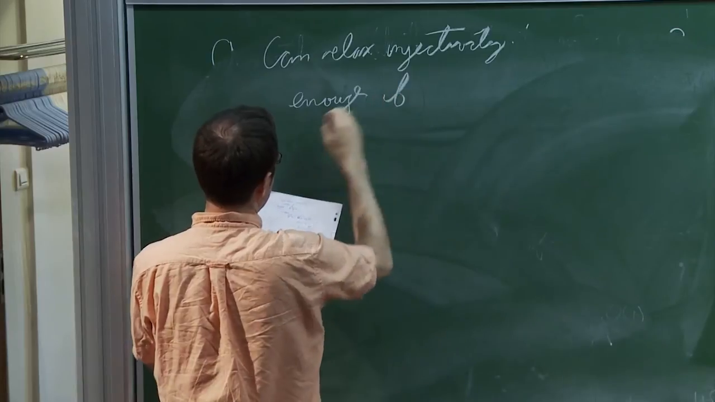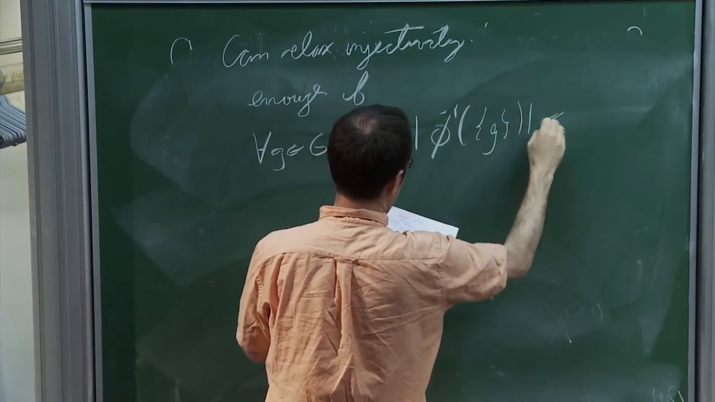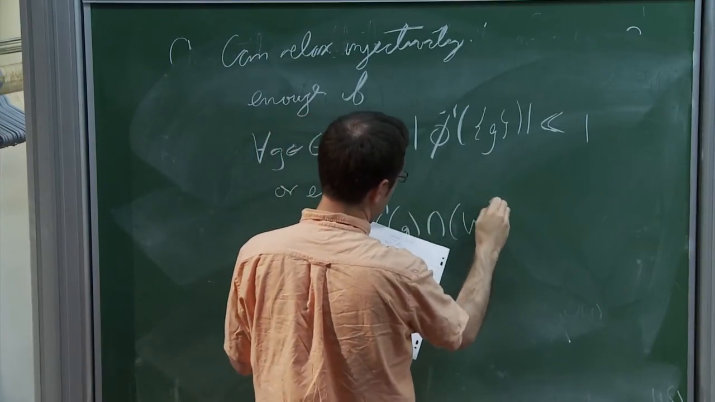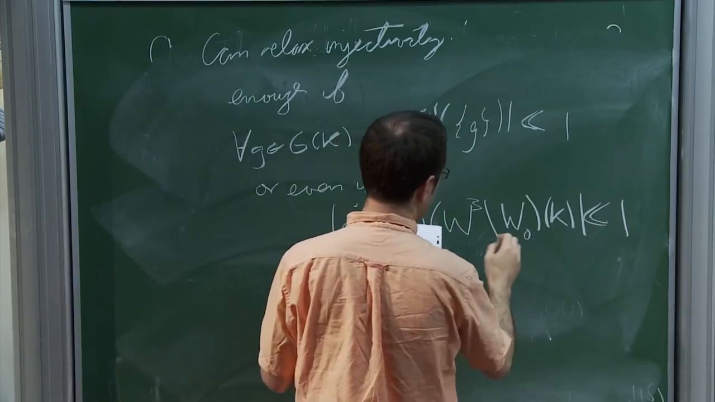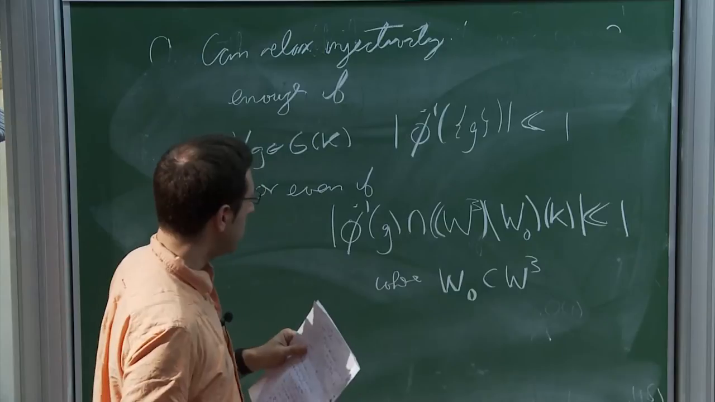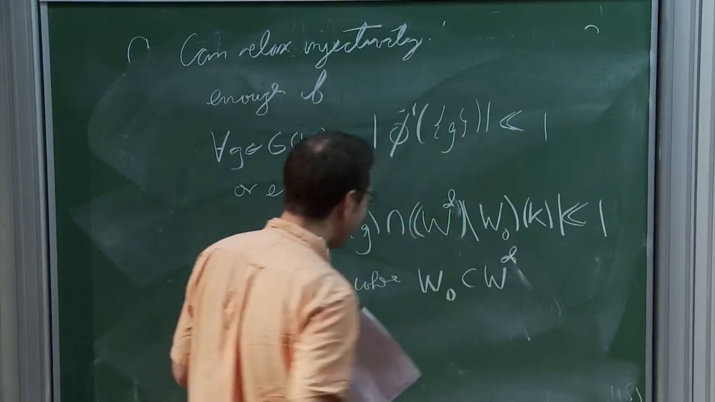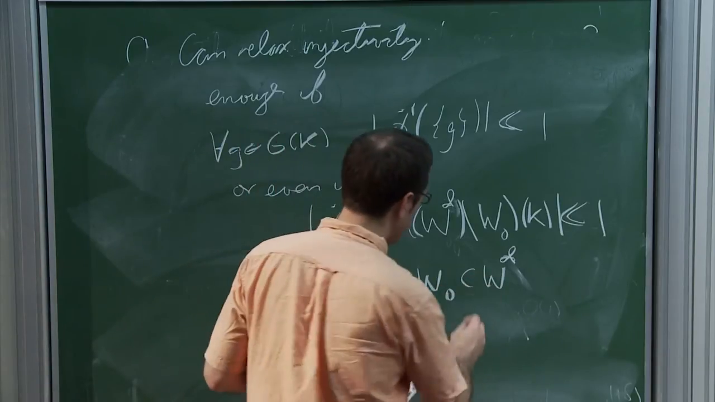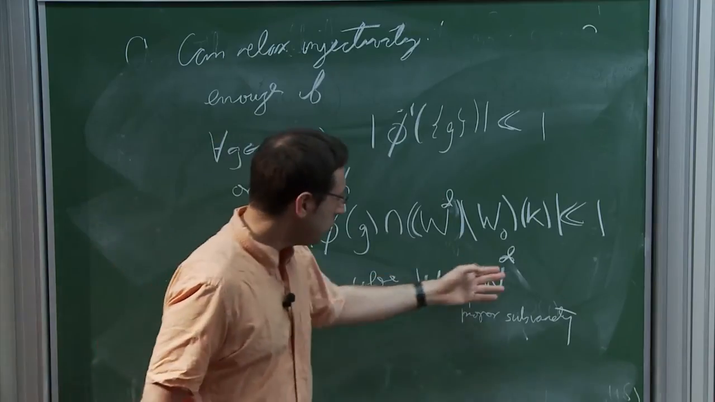Enough if, for every g in G of K, the preimage has bounded size, or even just that the preimage intersection with everything except an exceptional set is of bounded size. So W0 here, WD. Thank you. In SL2, it would be 3, but never mind that. Where W0 is a subvariety of WD, a proper subvariety. Since it is irreducible, this means of positive codimension.